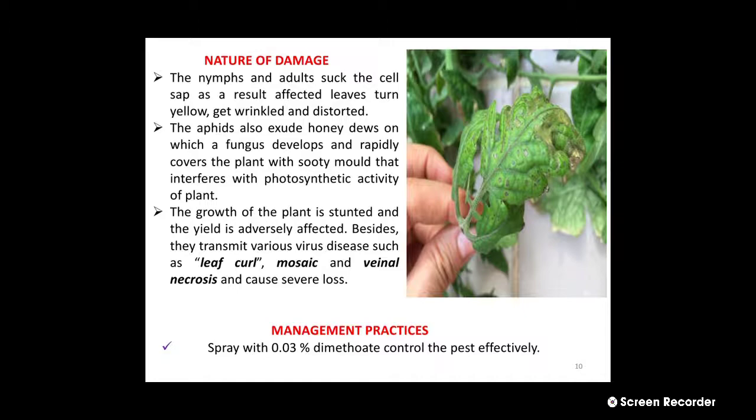Then in management practices, we can write the removal and destruction of infested plant parts. Then in chemical control, we can spray 0.03% dimethoate, or we can use any systemic insecticide to control the pest effectively. Then next, a sucking pest of tomato is whitefly.